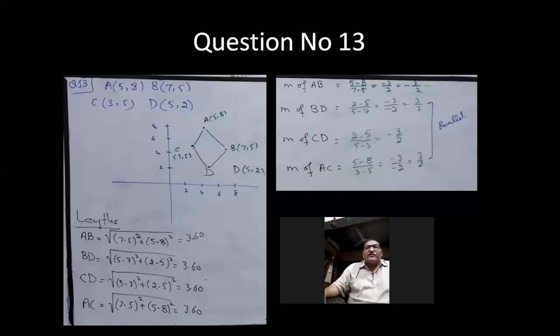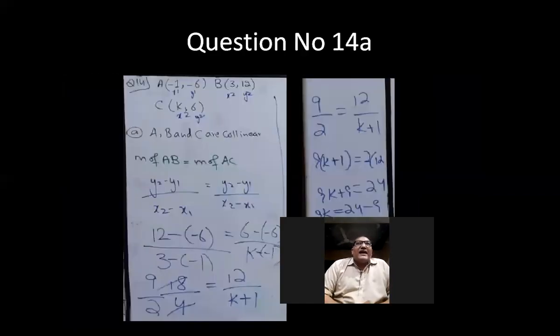All the four sides of this parallelogram are equal to each other, and it's a parallelogram. So that kind of parallelogram whose four sides are equal to each other is known as rhombus. So we have proven that these 4 points are the vertices of a rhombus. So this is how you will do question number 13. Hopefully you have understood how the question is done. Question number 13.